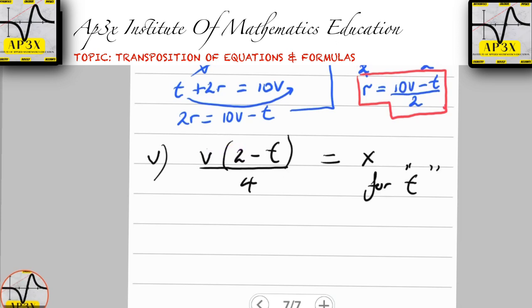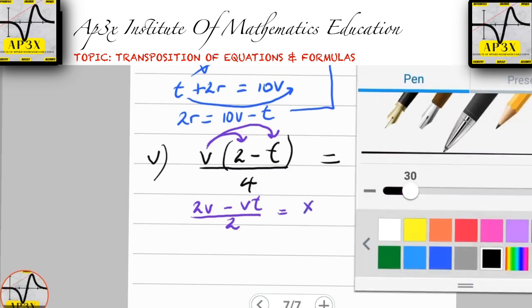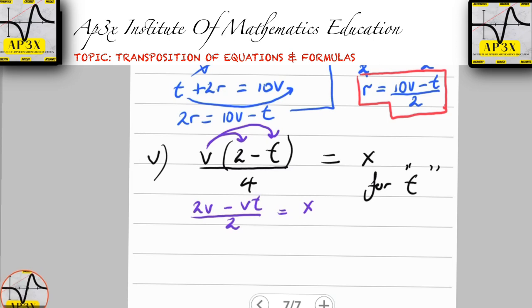So I'm going to end up using v to multiply the 2, and I'm going to end up with 2v. And I'm going to go v multiplied by t, I'm going to end up with minus vt. And then all of that will be divided by 4, and it is still equal to x. Let us continue. We're going to then get rid of the 4. Or, this should not be 2, this should actually be 4, guys. I'm going to therefore go ahead and multiply both sides by 4.